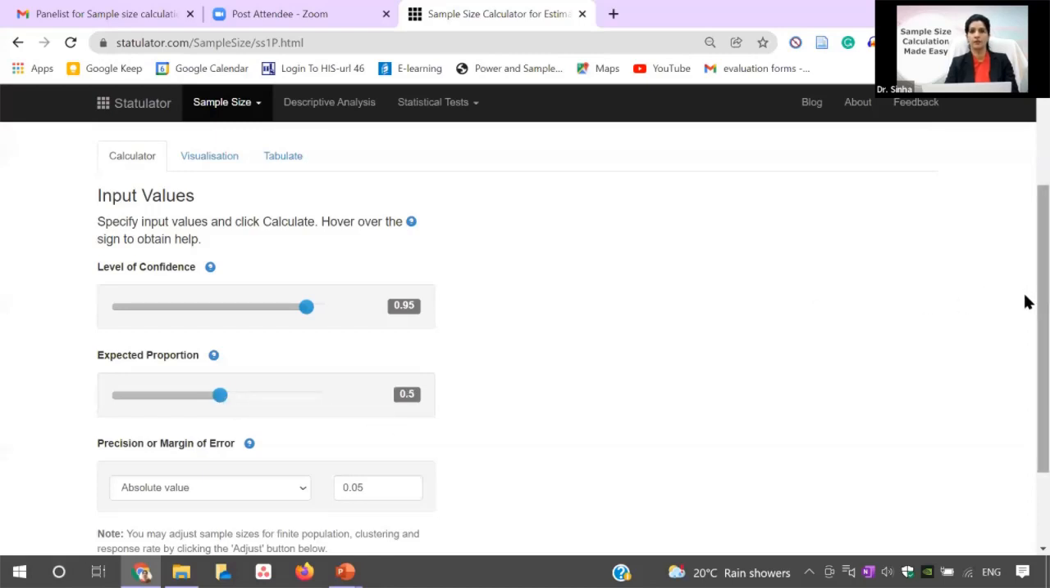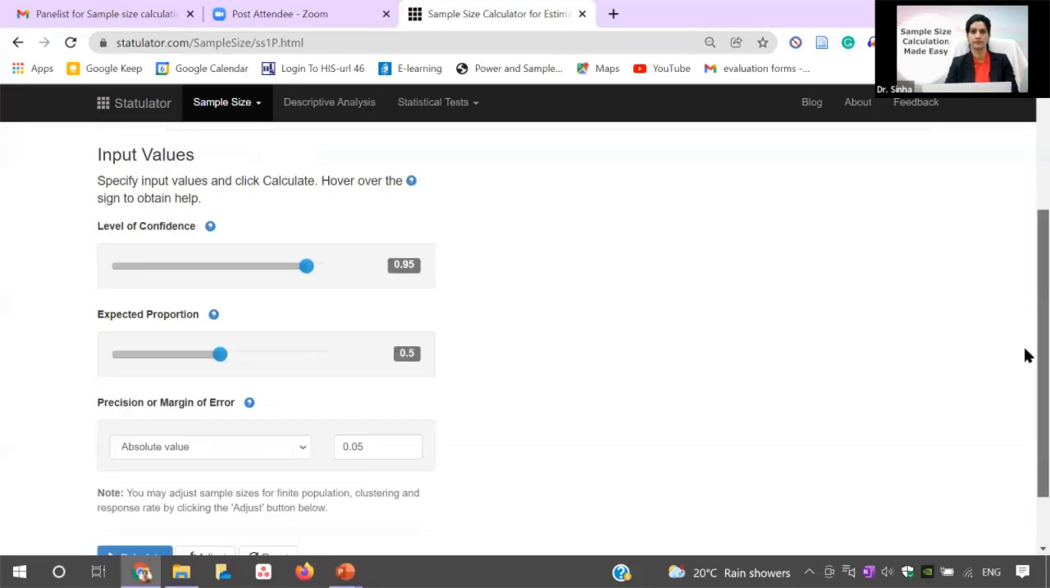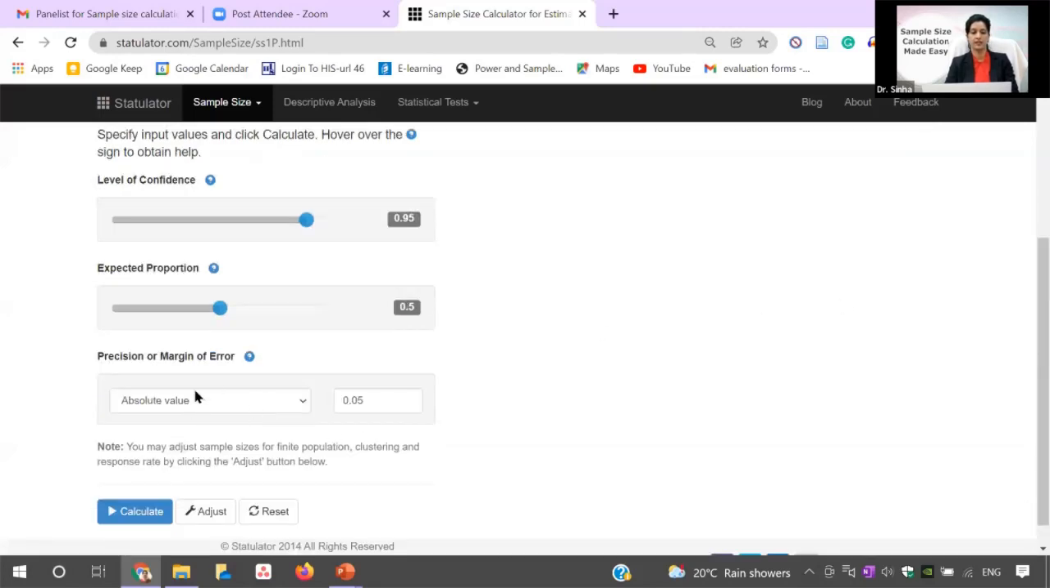And then if you come here, this absolute value, you can see this 5%. You can increase the value of this or decrease it. But now we have to calculate at the level of 5%. So 5% will be 0.05, and this is the absolute precision. I will tell you about the relative precision also, but this is absolute precision.